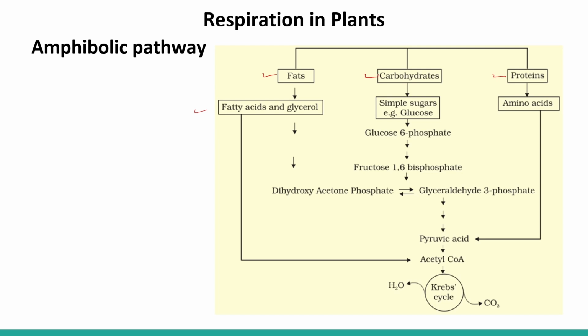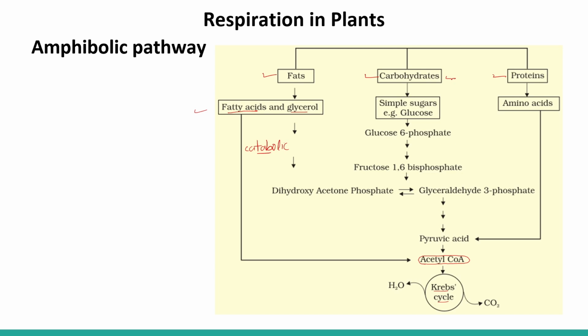Now what happens? Fats are converted first into fatty acids, or they can be converted into glycerol. This fatty acid is directly converted into acetyl coenzyme A, and acetyl coenzyme A can enter the Krebs cycle. So this is a catabolic process. There is breakdown of larger molecules into simpler ones.